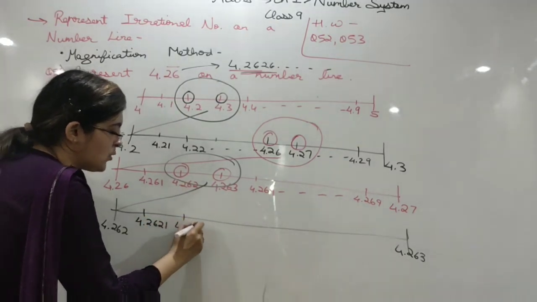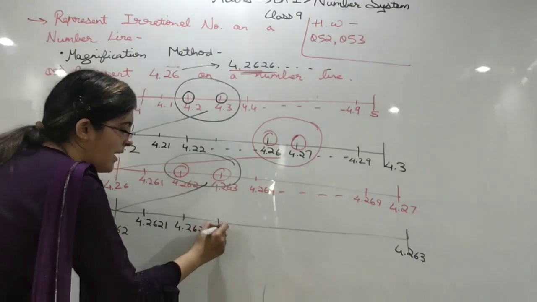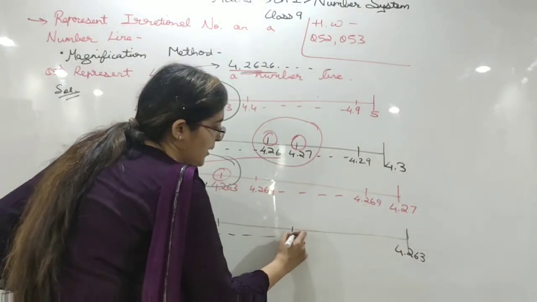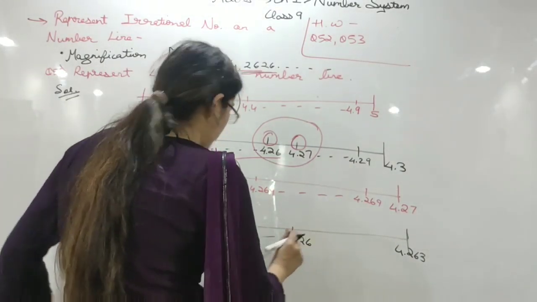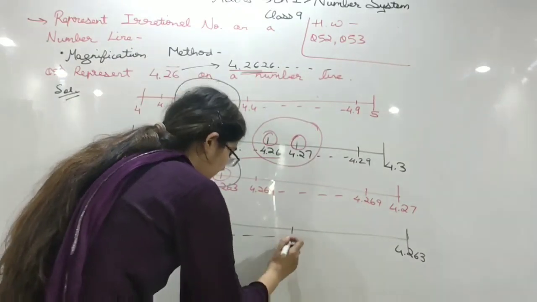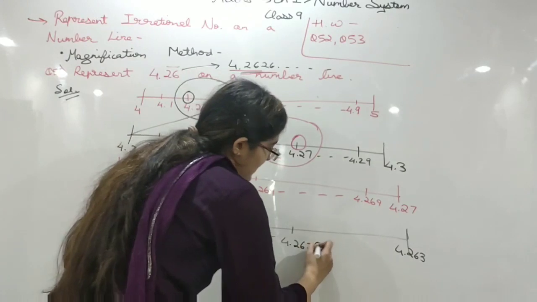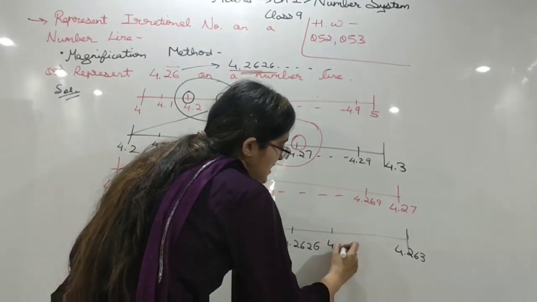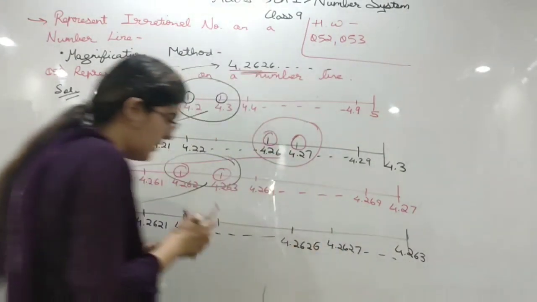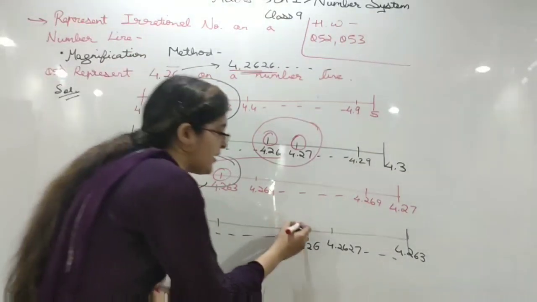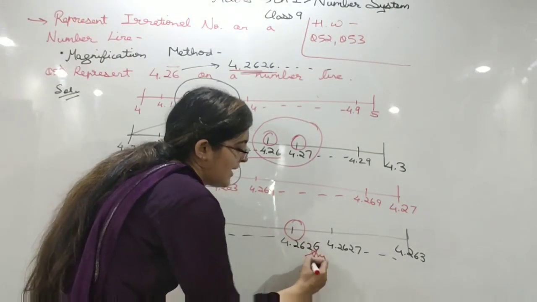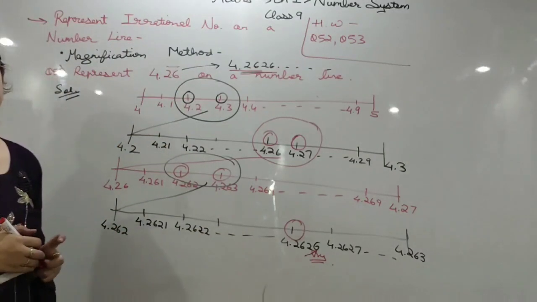4.2621, 4.2622 and so on. What will it be here? 4.2626, 4.2627 and so on. So we have found 4.2626 and this is your answer.